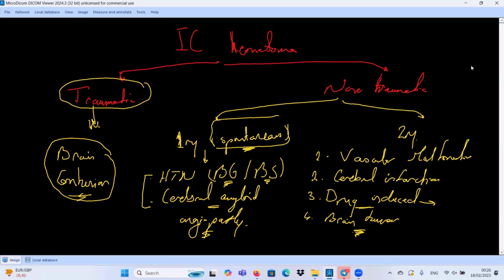So this is a scheme. Once we have a hematoma, it may be traumatic or non-traumatic. If it is non-traumatic, search for the cause. If we are dealing with an elderly patient, we should search for these two main causes: hypertensive or cerebral amyloid angiopathy. Otherwise, those are the secondary causes for non-traumatic intracerebral hematoma.